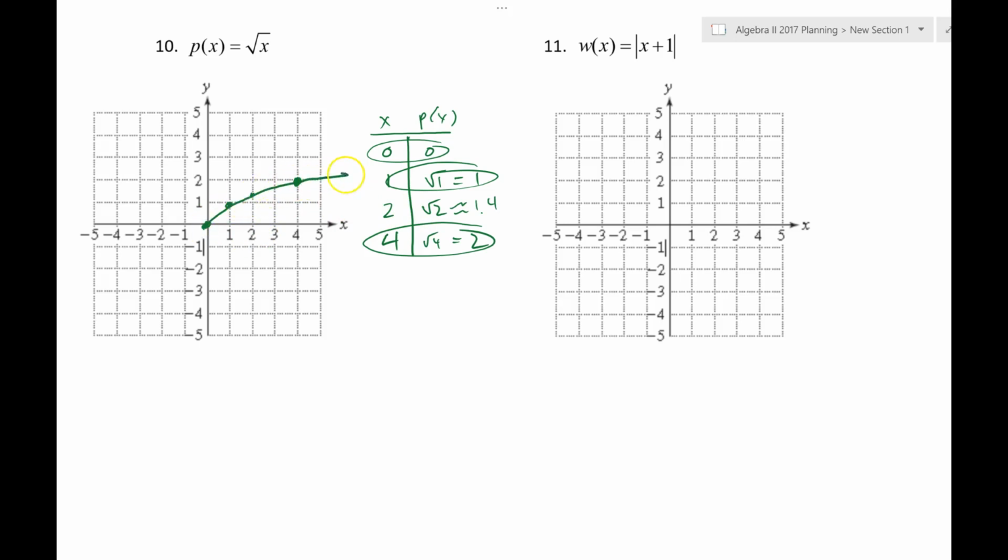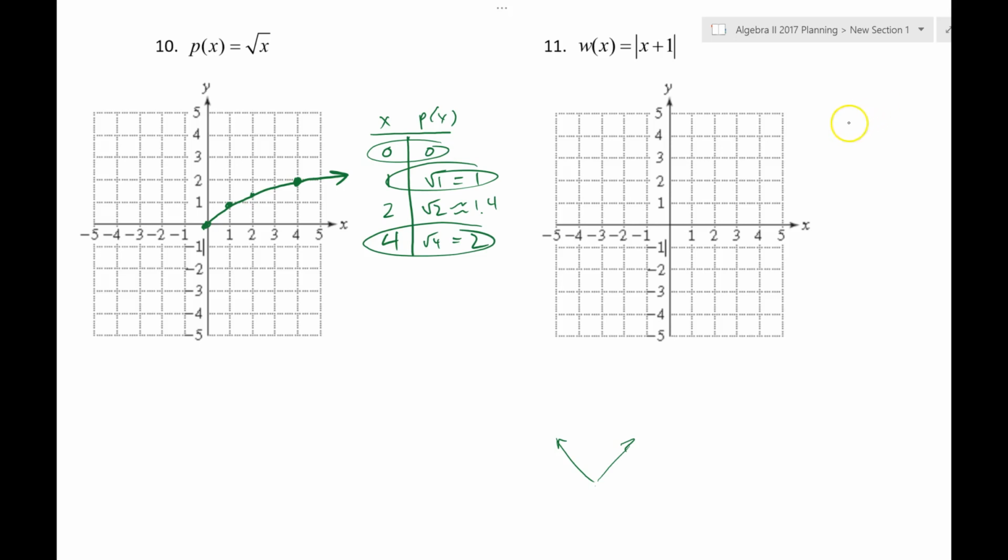And we get the familiar looking square root function, which you should actually now recognize as 1/2 of a sideways parabola. And then number 11, this is an absolute value function. Hopefully you have a vision that this is going to be some sort of V-shaped type thing.